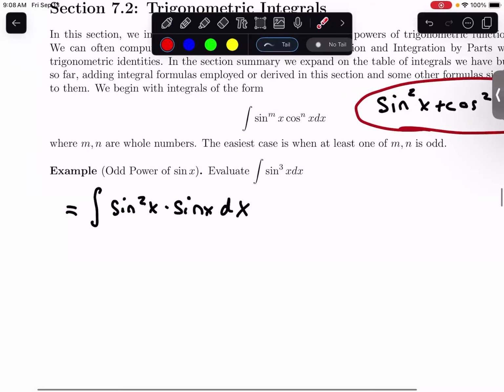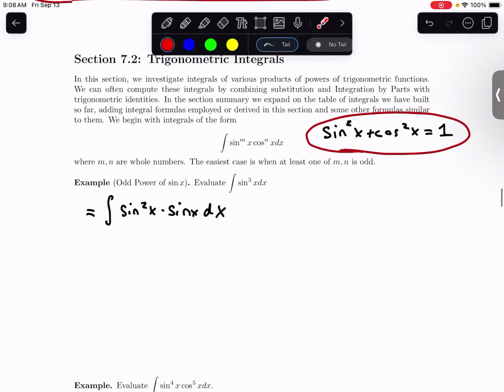Then I'll ask you, what benefit is there to writing sine cubed as sine squared times sine of x? Does anyone see it? Why would we do this? Oh yeah, you're raising your hand. To change sine squared of x with cosine squared minus 1. Yeah, exactly.